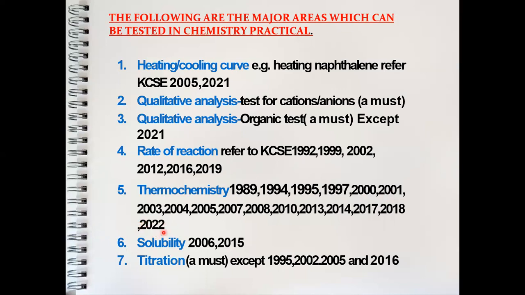No, this one is not there. It was to be 2019. So this one is 2019, not 2020 or 2. Maybe it can also be there. The solubility, it has really taken time. That is 2006, 2017, and 2015. But sometimes it is tested in paper 2.